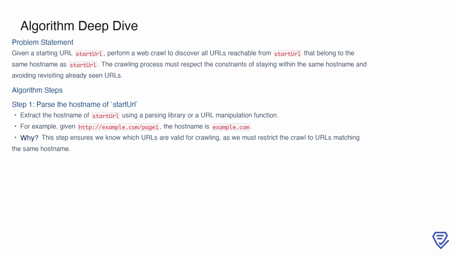The first step in the algorithm is to extract the hostname of the starting URL. For example, if the URL is http://example.com/page1, the hostname is example.com. This helps us identify which URLs are valid for crawling. By limiting the crawl to this hostname, we enforce the problem's constraints and ensure the crawler behaves as expected.